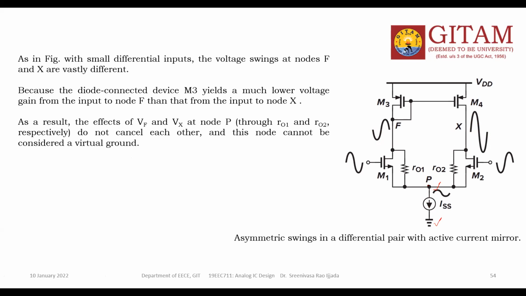Earlier the voltage at P is 0, so this is the ground, and the same voltage will be reflected, so I can call this node P the virtual ground. But now, because these two nodes amplify the signals differently, they won't cancel each other at node P, so some voltage will be there. So I cannot say now that node P is the virtual ground.